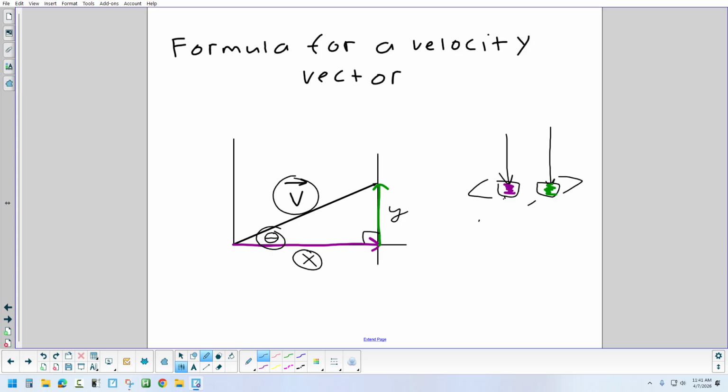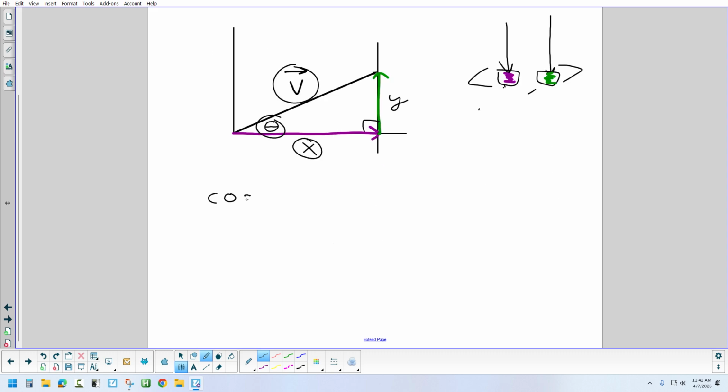Figure out the positions of those sides and figure out which trig function has those positions in it. Cosine? Yep, we're coming back to cosine. So cosine of your angle equals, what's the definition of cosine? Adjacent over hypotenuse. So our adjacent is x.